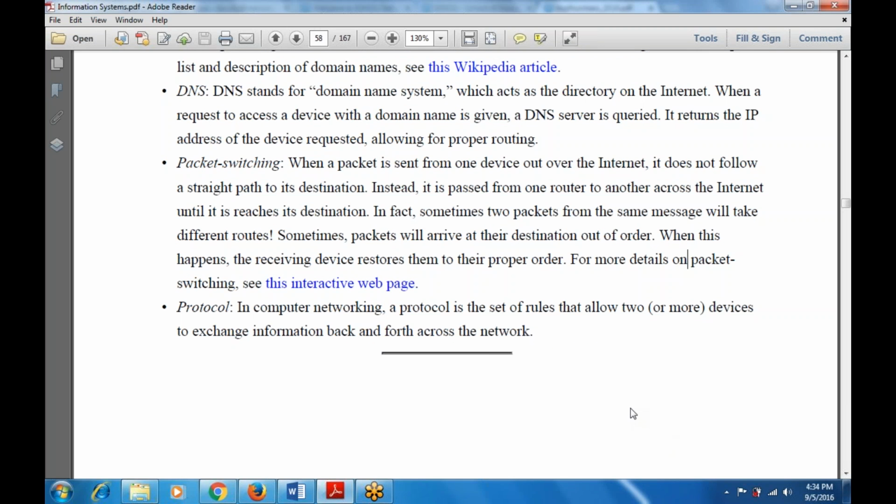Now, packet switching is done. The next one is a protocol. In computer networking, a protocol is a set of rules. That means the various rules and regulations that are followed over the internet to exchange information back and forth across the network.